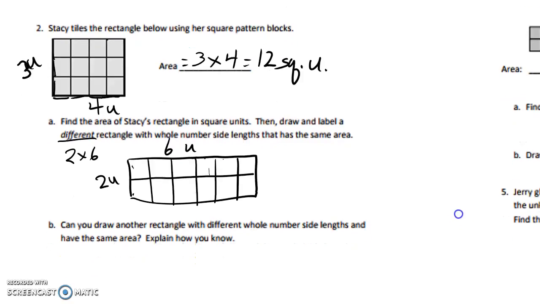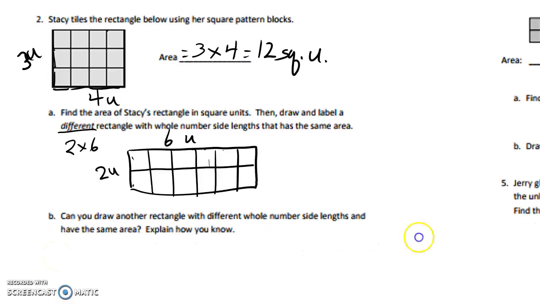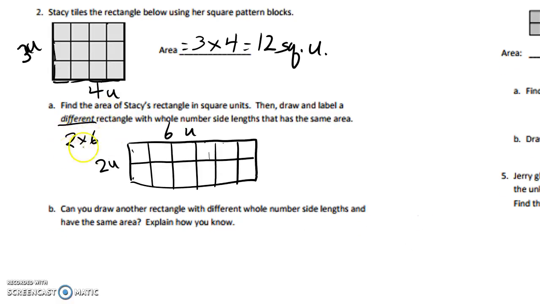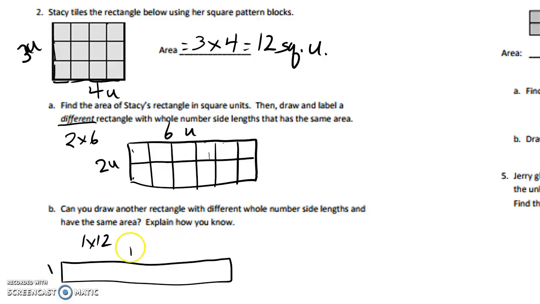Now, can you draw another rectangle with different whole number side lengths and have the same area? Yes. Okay, because there's other ways to make 12. What about 1 times 12? Right? I can do one long rectangle. This is 1 and this is 12. 1 unit, 12 units. So 1, 2, 3, 4, 5, 6, 7, 8, 9, 10, 11, 12.